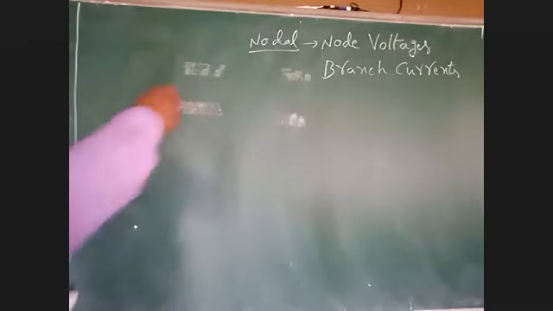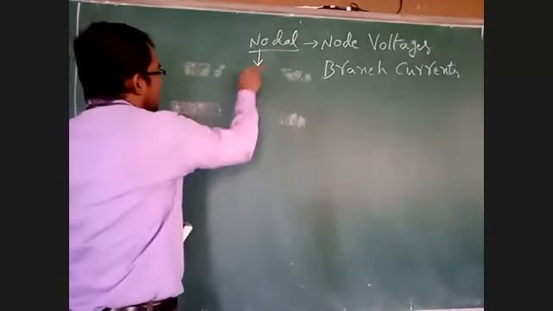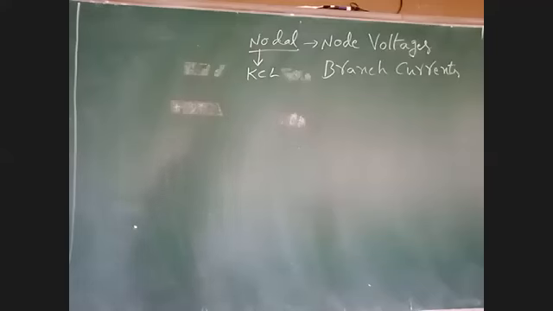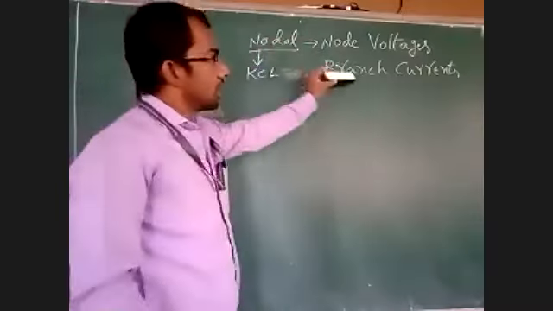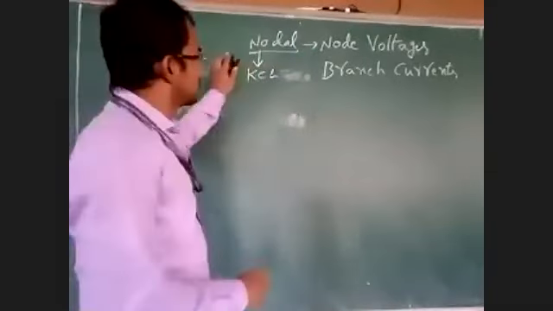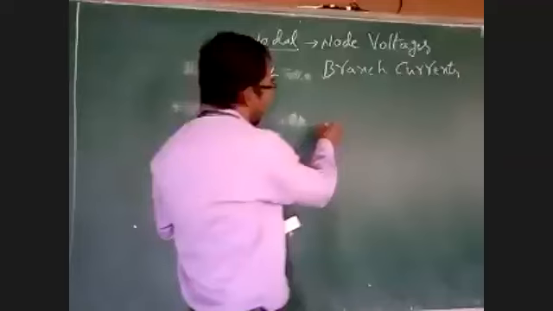We are determining the node voltage and also the branch currents by using nodal analysis. In nodal analysis, we will apply KCL. But in mesh analysis, what have you applied? KVL. In the previous class, we did mesh analysis by applying KVL. And KCL is used for determining node voltage and branch currents. What do you mean by node voltage and branch current? Now we will see. Let us take an example.